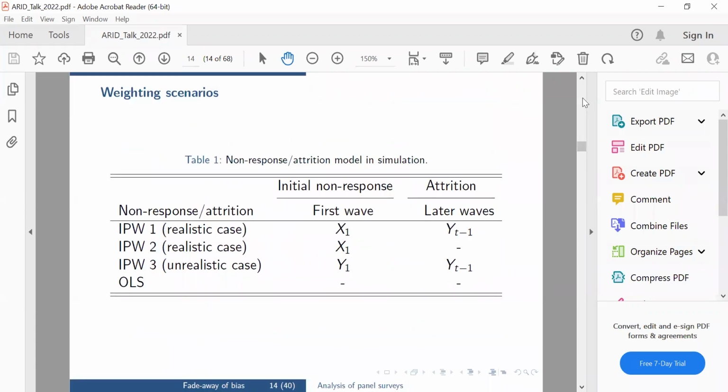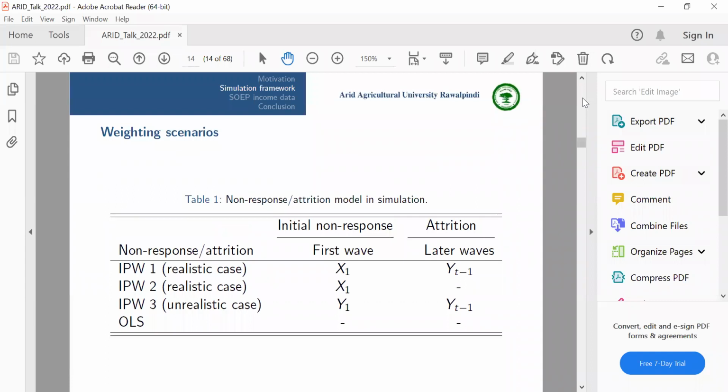Further, here we will also compare, because the purpose is how to reduce the initial non-response bias. For that, we will also use a weighting scenario, which we call inverse probability weighting. Here we have many scenarios, realistic cases and unrealistic cases. To control the initial non-response bias, we assign weights to the observations of the original data.